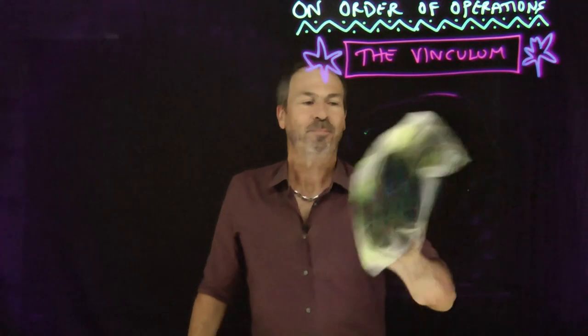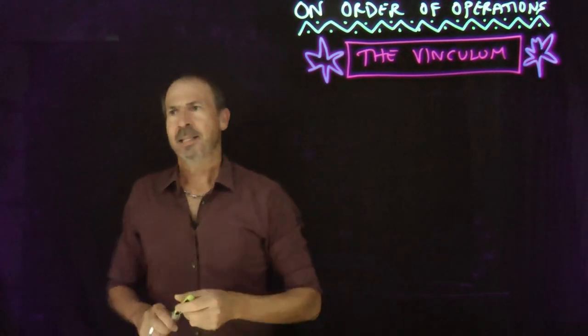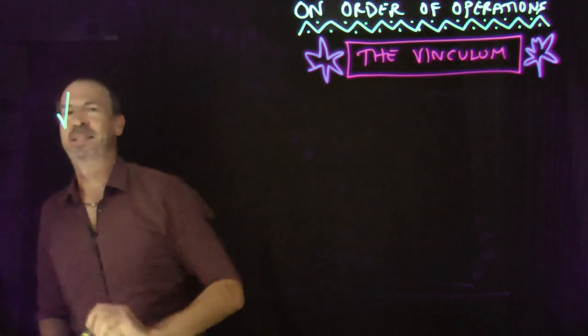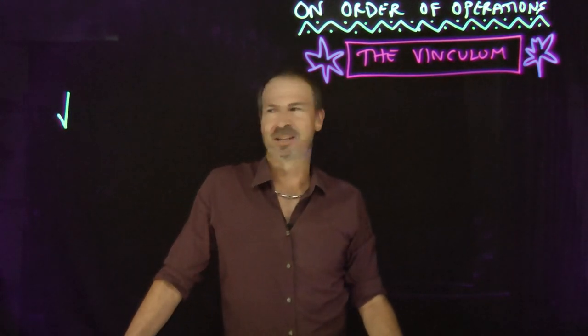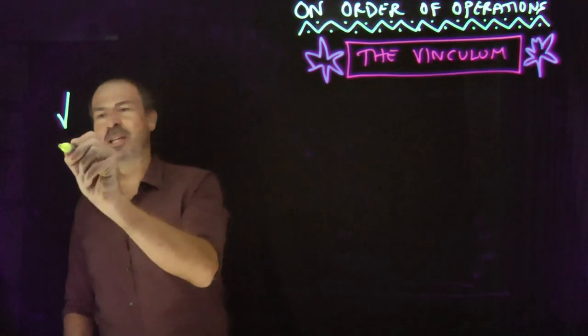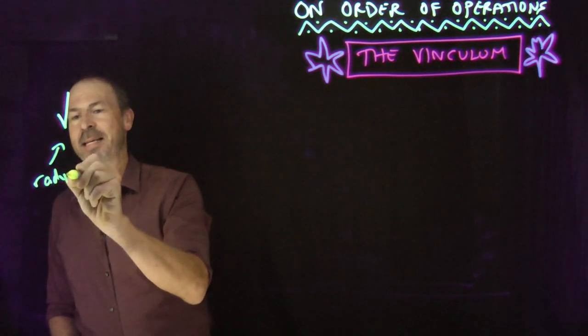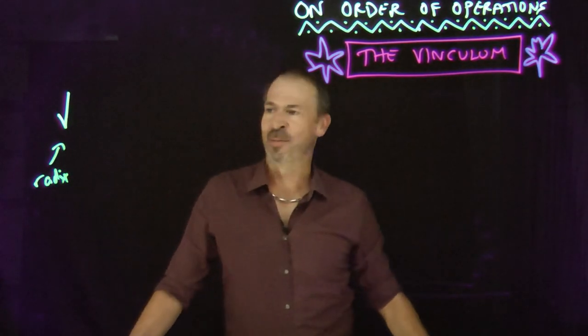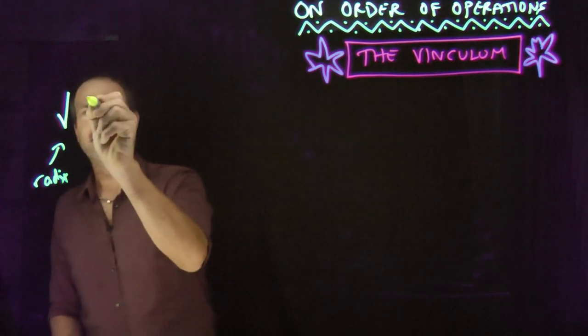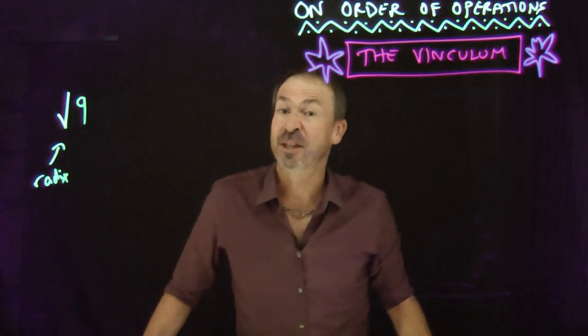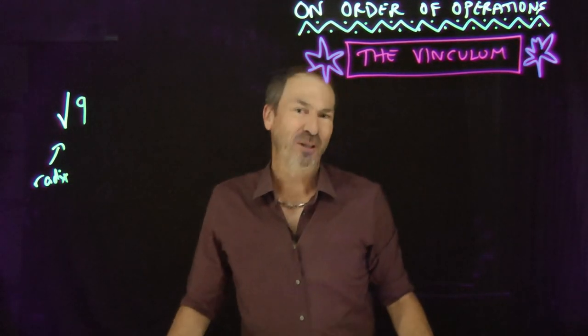Let's try this one. Here's a symbol. It's a symbol you've seen, but you probably don't realize you've seen it. Just looks like a check mark. It actually has a great name. It's actually called a radix. Lots of good Latin names here. Radix, R-A-D-I-X, sorry for my handwriting. And if I wrote radix, say 9, it's actually the symbol for square root. It's asking for the square root of 9, which is 3.